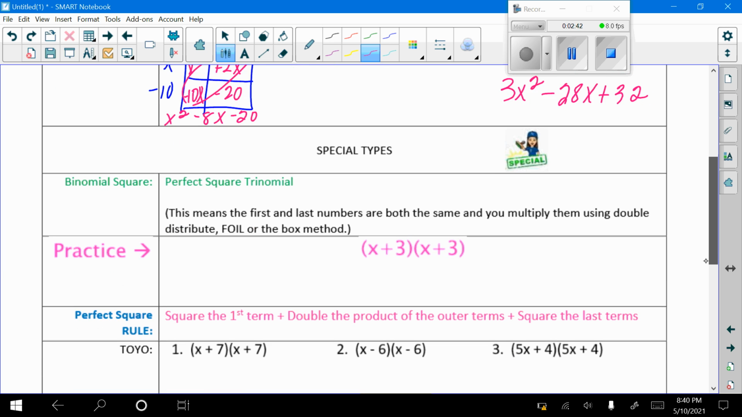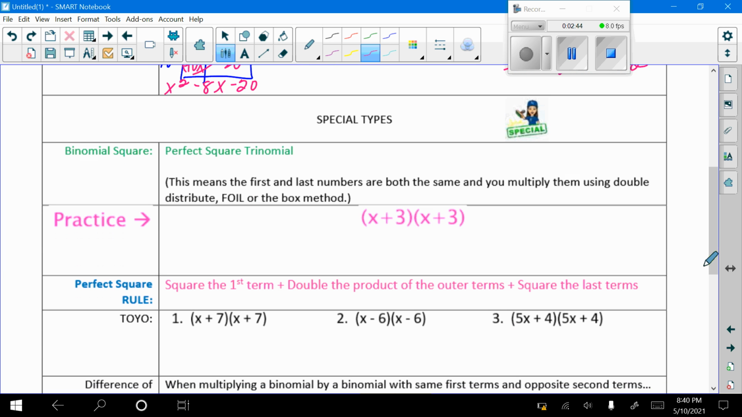Now we get to special types. Okay, so perfect square trinomial means I'm going to have the exact same thing in both sets of parentheses. So a binomial and a binomial, but they're the exact same. So basically you do the same thing, but when you multiply them out, I get x times x is x squared. X times 3 is positive 3x here. 3 times x is plus 3x. And 3 times 3 is positive 9. Add these together, I'm going to get x squared plus 6x plus 9.